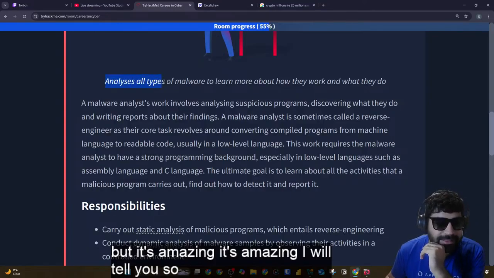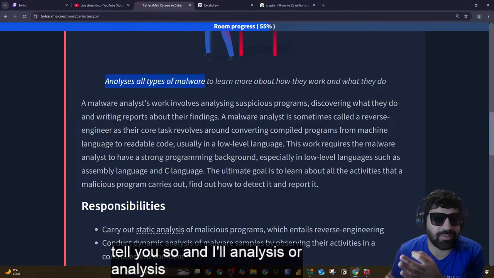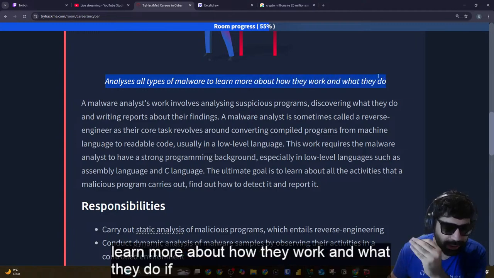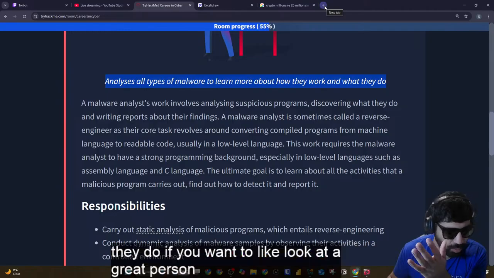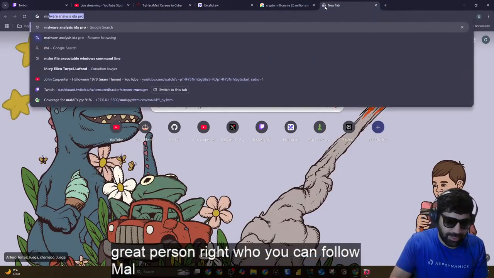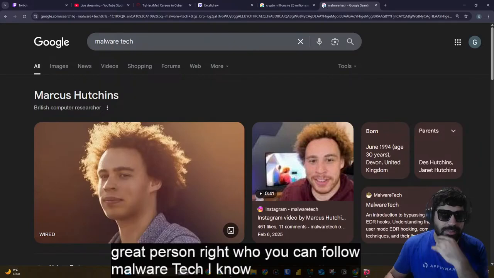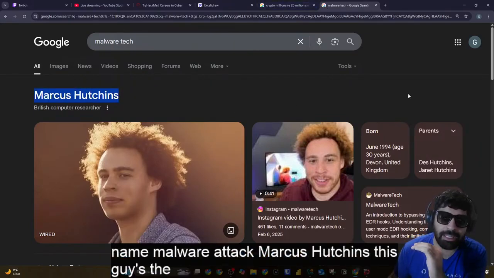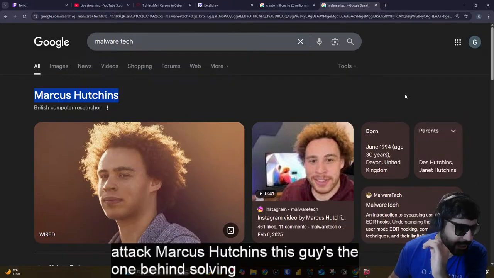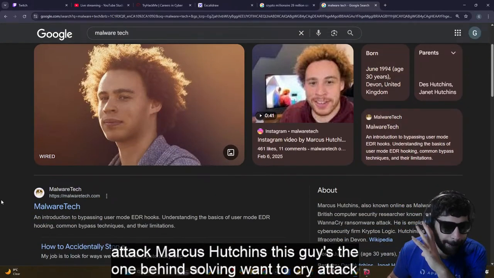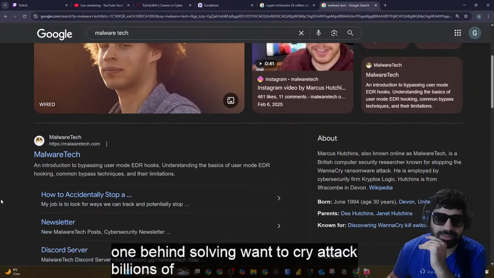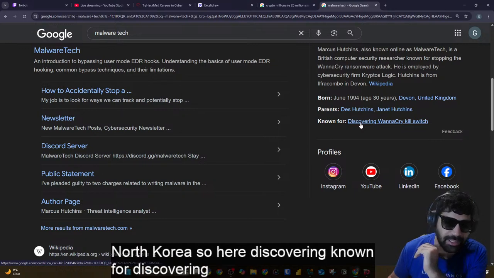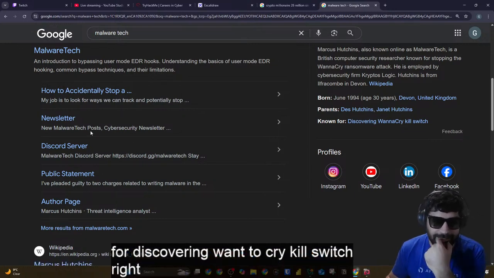Malware analysts analyze all types of malware to learn more about how they work and what they do. If you want to look at a great person you can follow, Malware Tech, Marcus Hutchins. This guy is the one behind solving the WannaCry attack, which led to billions of dollars worth of loss, attributed to North Korea. He is known for discovering the WannaCry kill switch, so this is a good one to look for.